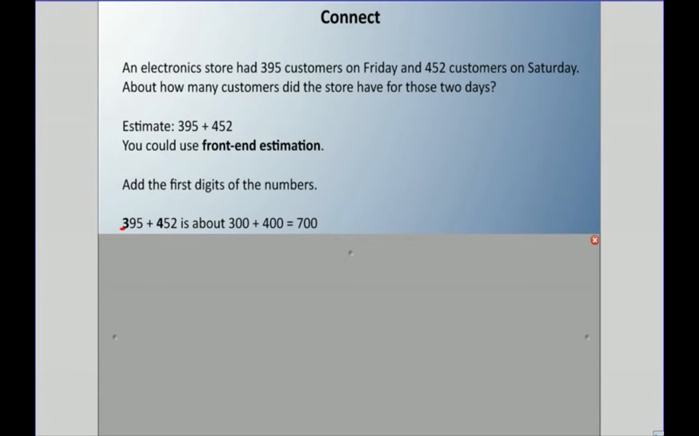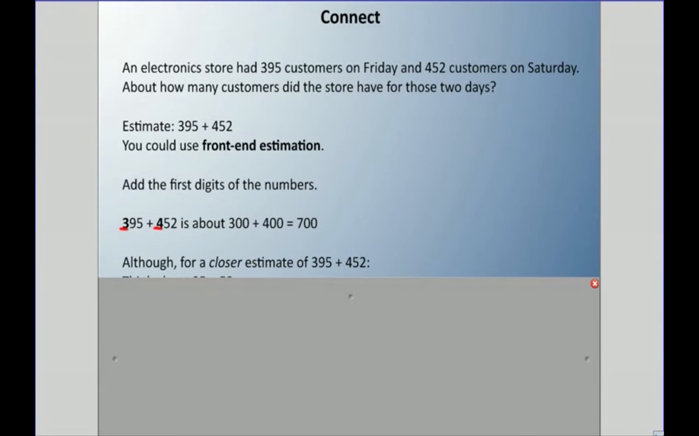So 395, and I got the 3 in nice and bold here, and 452 in nice bold there. We're going to say, well, it's 300 plus 400. We're only going to count the first digit. And remember that first digit is in the hundreds place, so that means 300 and 400. Well, that's about 700 altogether. So that's another way. Now, the last screen we had 900. This time we have 700. These are both estimates. And they're very far apart, so maybe we can try and find a closer way of doing this. So let's find a closer estimate.